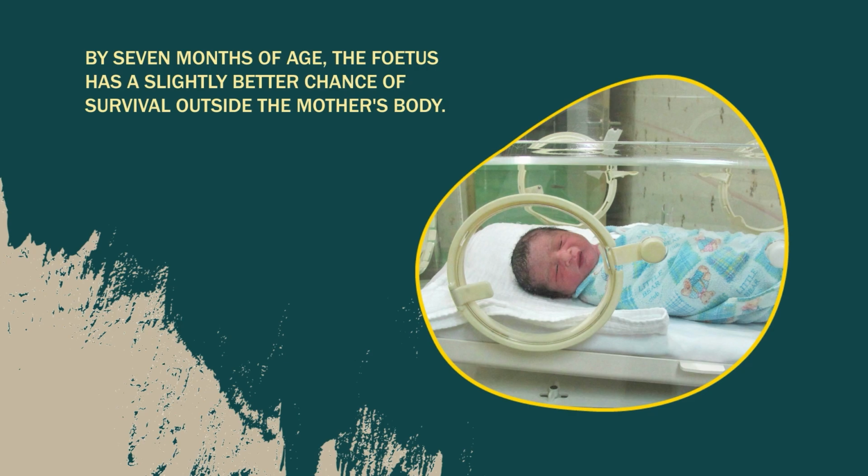Now, within this, by the 7th month of age, the fetus has a slightly better chance of survival outside the mother's body. We also have cases where children are born immaturely, so that's what they call a 7th month baby, because usually a baby is born after 9 months. So if you have a baby who's not developed fully, but because of other medical complications is coming out in the 7th month, it has a slightly better chance of survival after the completion of the 7th month. But before that, it would be dangerous.